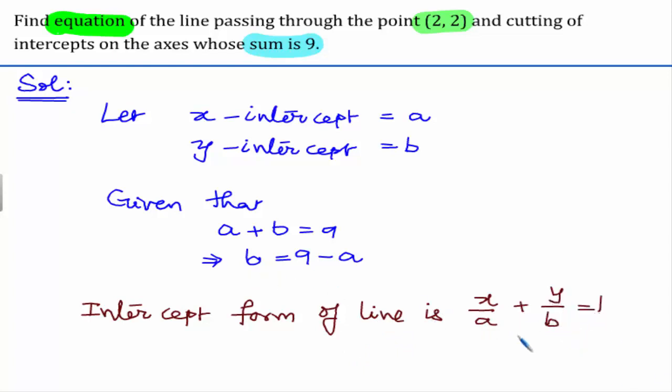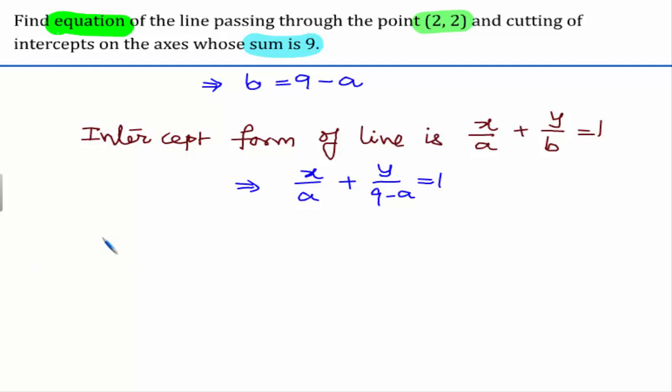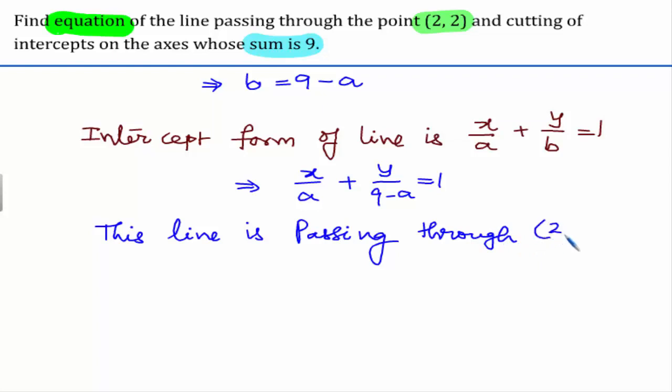Now let us substitute the values here. This is x by A plus y by, in place of B we will write 9 minus A, is equal to 1. Now this line is passing through the point (2, 2). Let us substitute here into the equation. 2 by A plus 2 by 9 minus A is equal to 1.